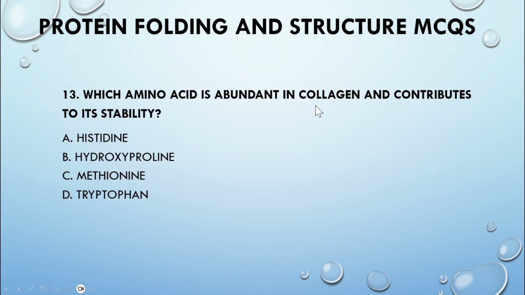Question 13. Which amino acid is abundant in collagen and contributes to its stability? A. Histidine, B. Hydroxyproline, C. Methionine, D. Tryptophan. The correct option is B, hydroxyproline. Hydroxyproline forms hydrogen bonds that stabilize the collagen triple helix.